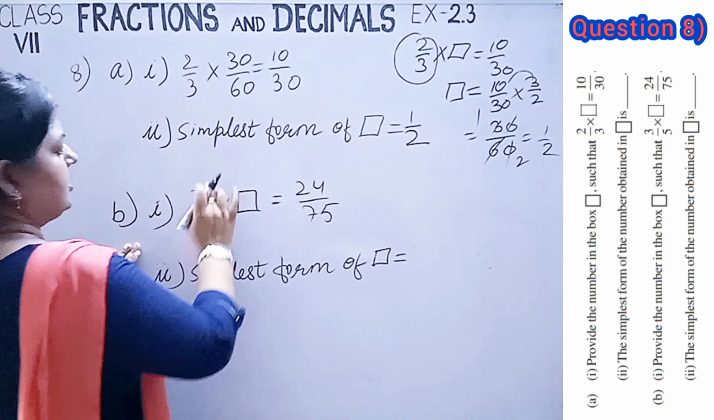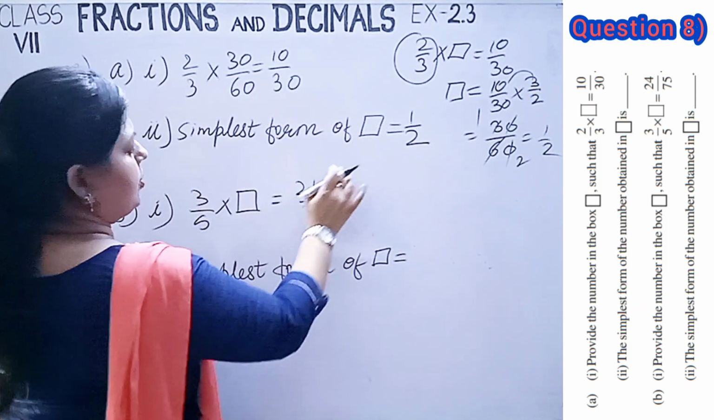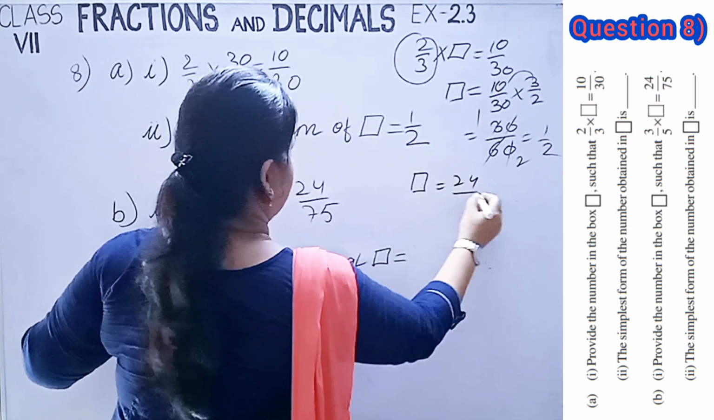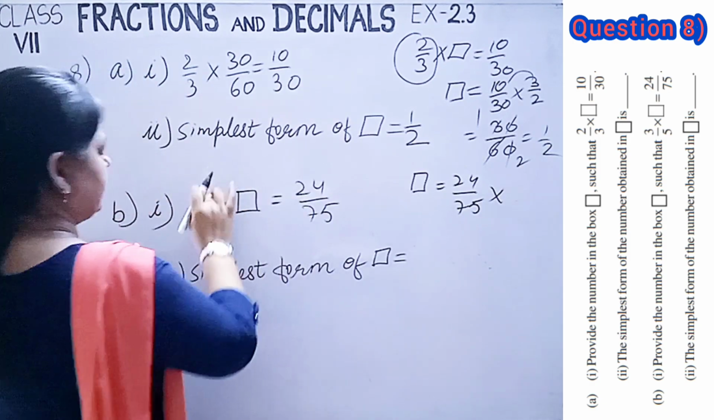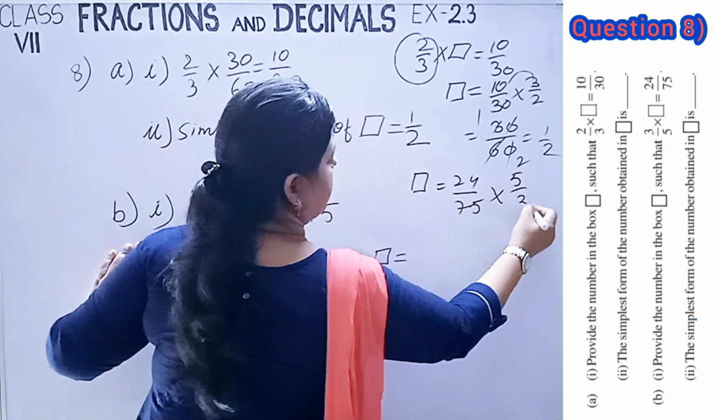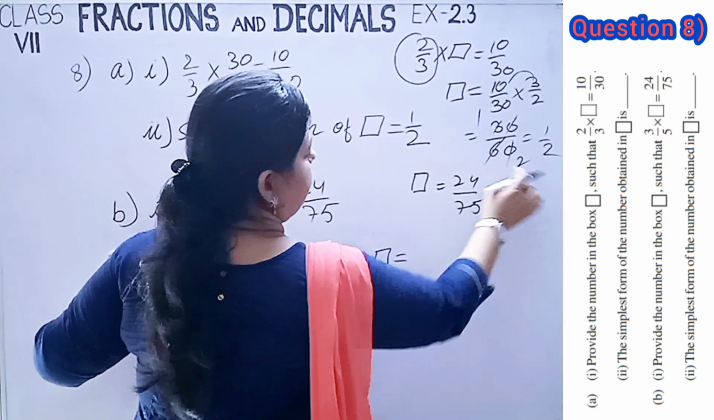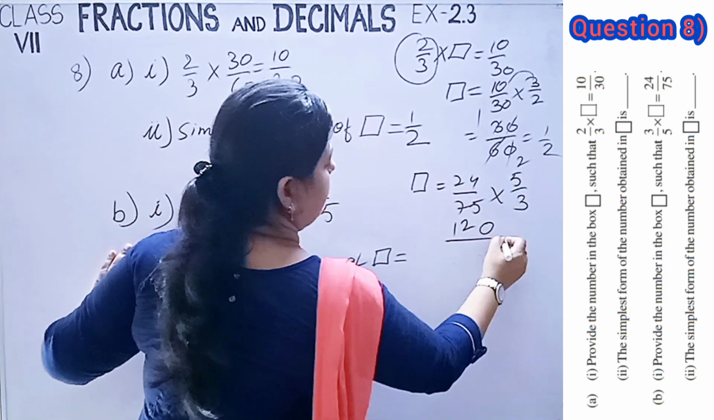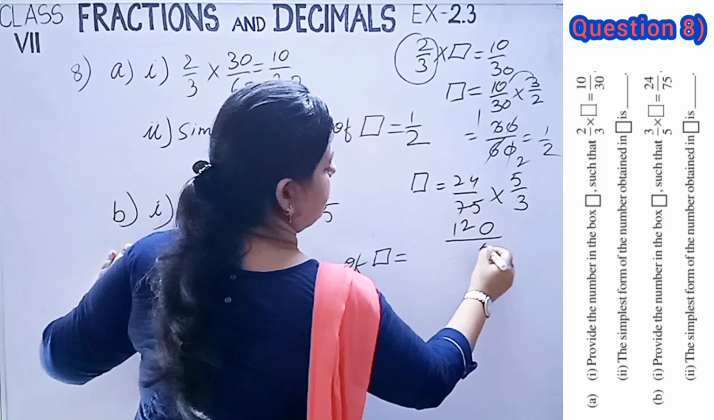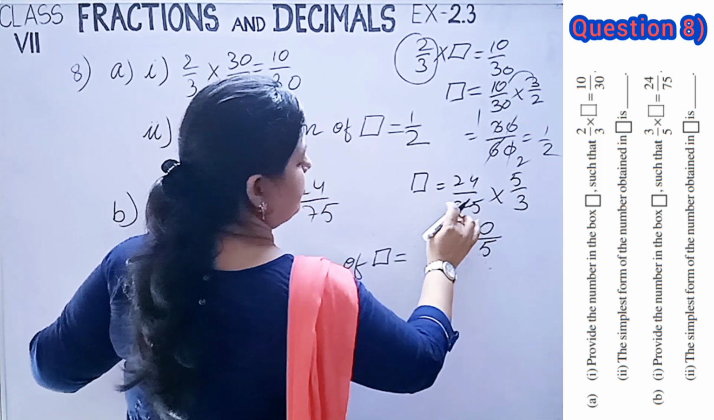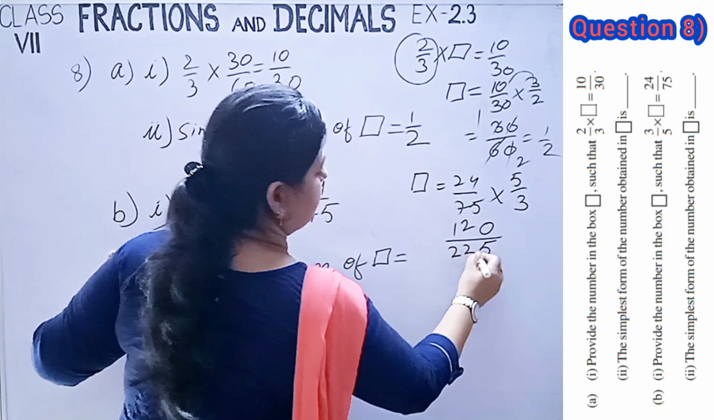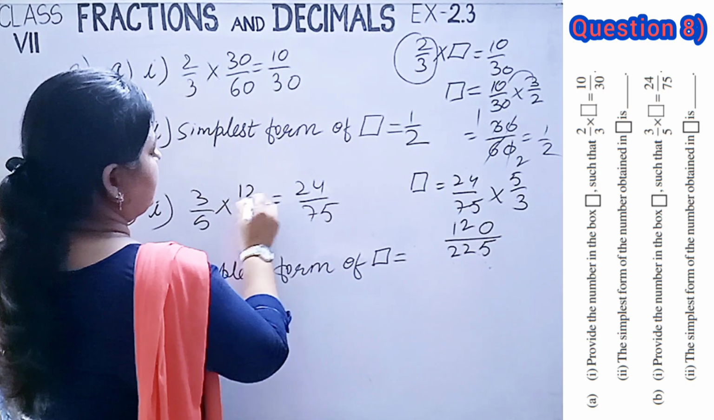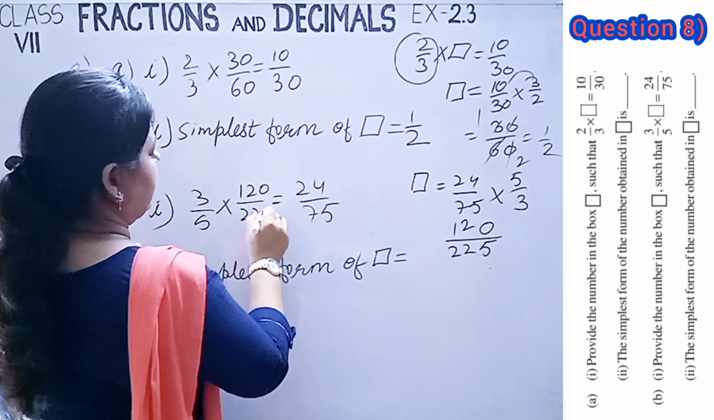Now B part. 3 by 5 into box is equal to 24 by 75. So box is equal to 24 upon 75 times the reciprocal of 3 by 5, which is 5 by 3. So 5 4s are 20, 5 2s are 10, 120 upon 3 5s are 15, 3 7s are 21, 225. So the value of this box is 120 upon 225.